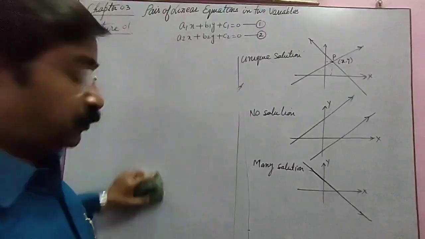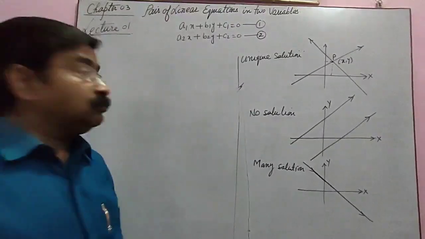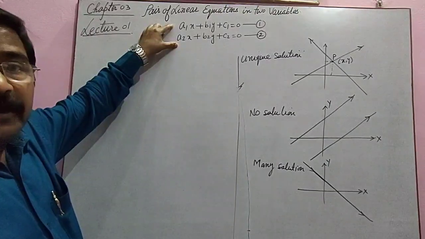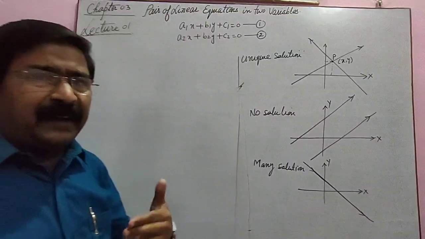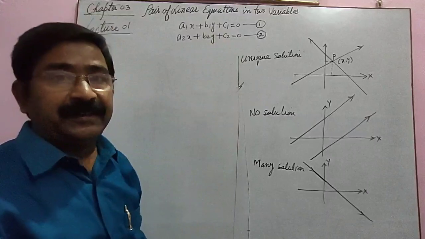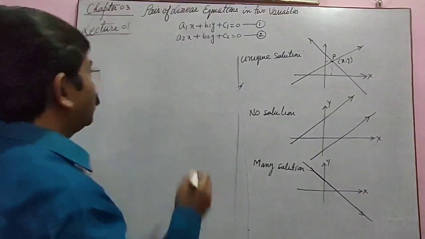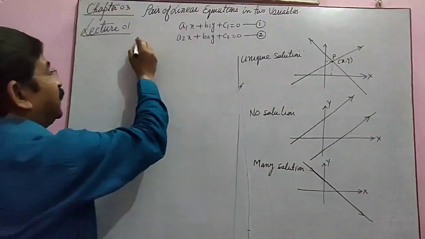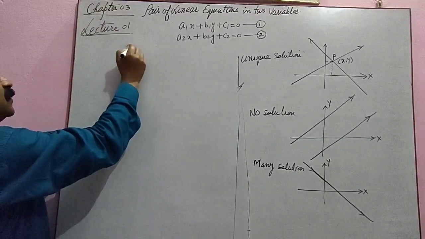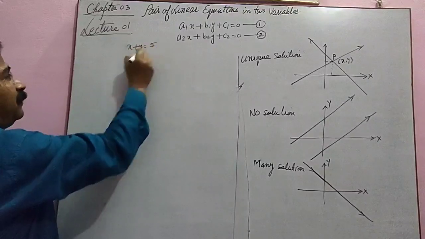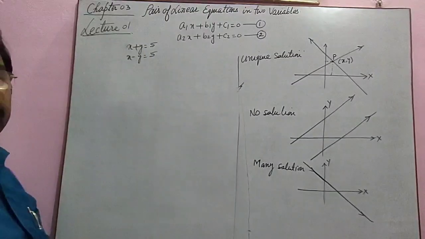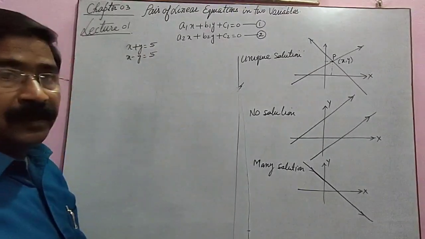As I told, direction is decided by the coefficients. If we find the ratio of coefficients, check the equations first. I had written x plus y is equal to 5 and x minus y is equal to 5. These two equations. Let's see.